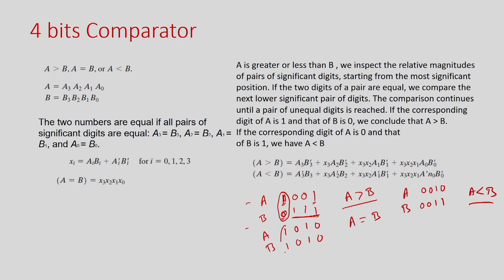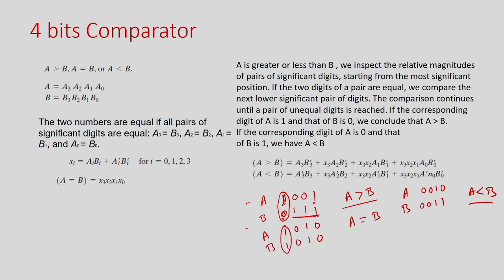If A is 1 and B is 0, then A is greater than B, and I don't need to compare anything else. Or if A is 0 and B is 1, then I can say B is greater than A. And if they are the same, I cannot conclude anything. Same in the sense that they can be 1, 1, or 0, 0 as well.